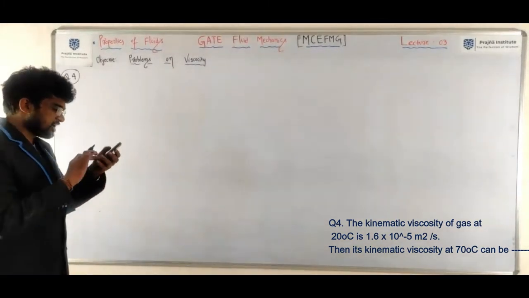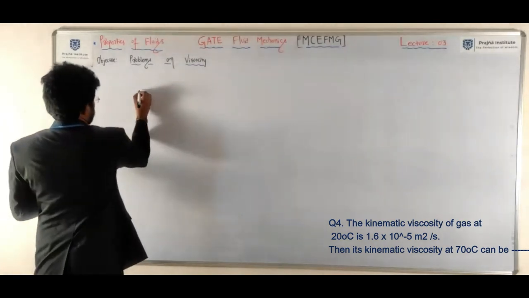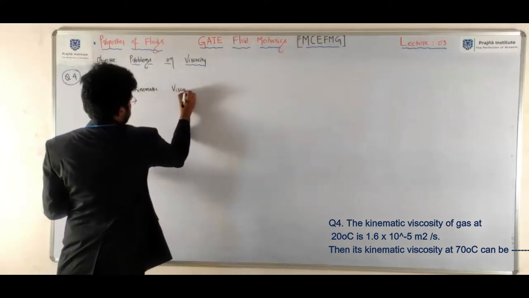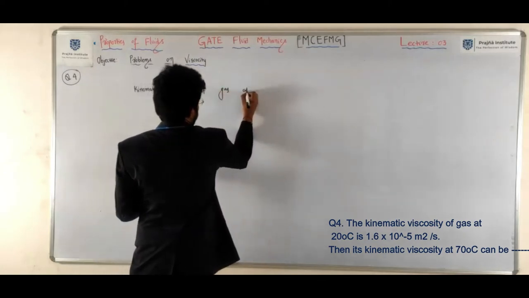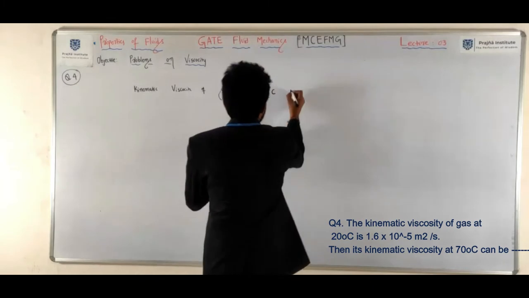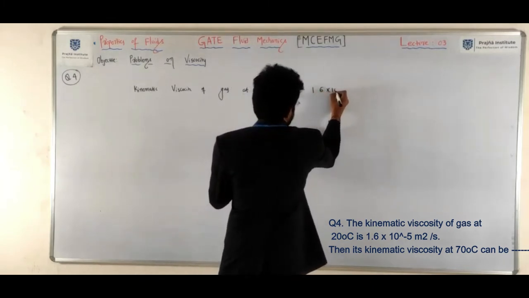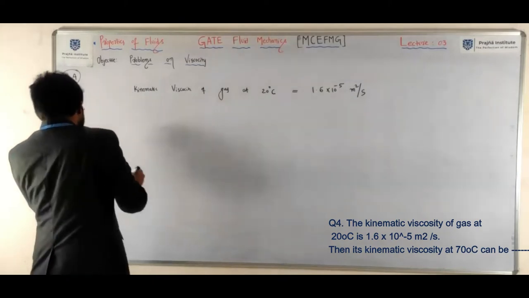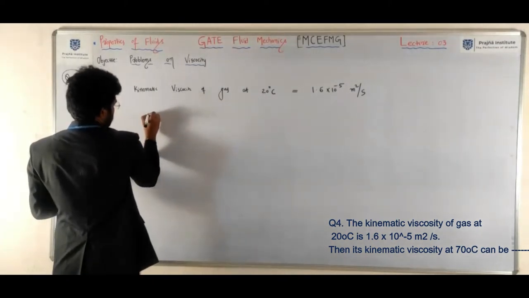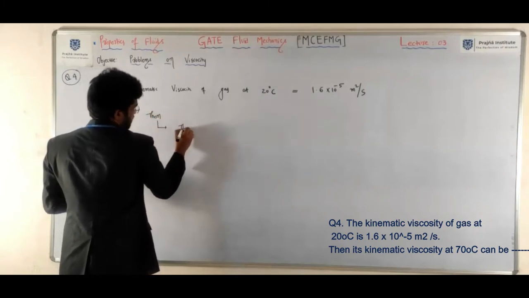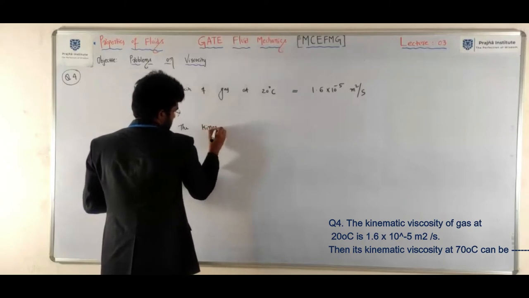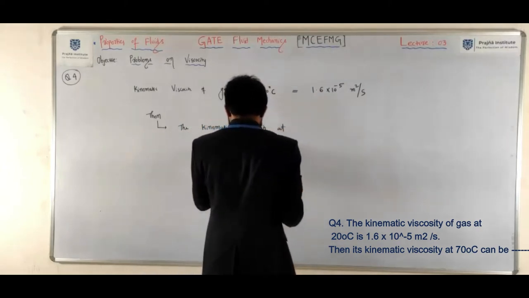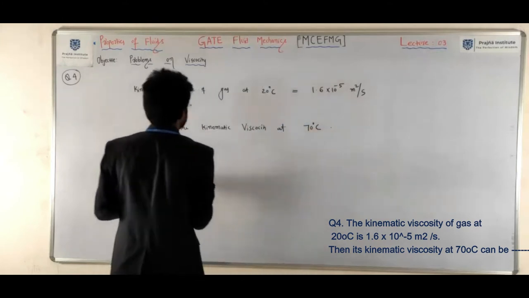Kinematic viscosity of gas at 20 degrees centigrade is equivalent to 1.6 10 power minus 5 meter square per second. Then the kinematic viscosity at 70 degrees centigrade, that is the question.